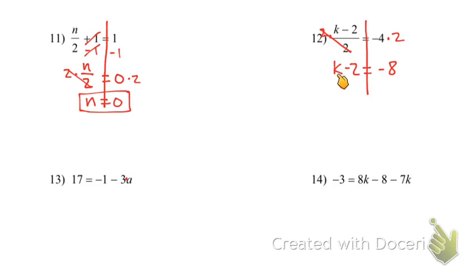K is still not by itself. We have to get rid of this 2. This 2 is subtracting, so now we're going to add 2 to both sides. And k will equal -6. Again, this was the exception. Remember, you cannot get rid of addition or subtraction if it's being divided. Okay? This addition or subtraction was not being divided, so we were able to get rid of it first.